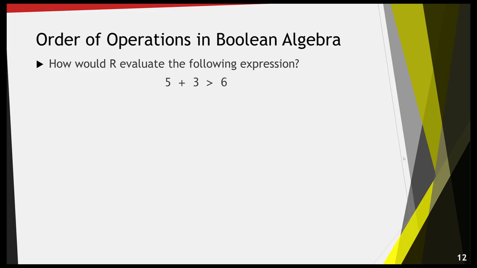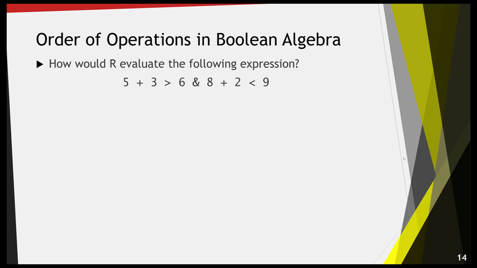If you recall from several videos ago, there's an order of operations in R. This order of operations applies with Boolean algebra as well. So you might want to think of how R would evaluate this following expression, where I have 5 plus 3 is greater than 6. R will always evaluate arithmetic first, followed by logical tests, and then logical operators. So in this example, 5 plus 3 will be evaluated first. That gives a result of 8. Then 8 will be compared to 6 with the greater than operator. 8 is larger, so the result would be true.